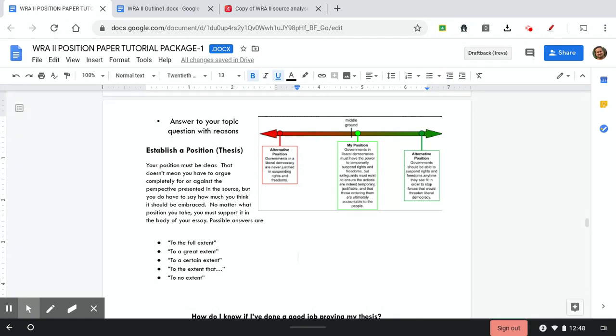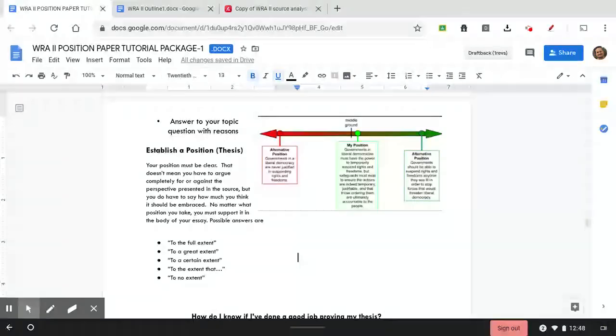This spectrum that's given here shows you what the different positions would look like. Now, this is more towards a social 30. But let's say you're in the green. So governments should be able to suspend rights and freedoms anytime they see fit in order to stop forces that would threaten liberal democracy. It doesn't matter if you understand what that's talking about, but it says to be able to suspend freedoms anytime. That's why it's on the one extreme. You go to the other side, it's saying that governments are never justified in suspending rights and freedoms. Never is what we would call an absolute. You need to be careful with using absolutes. In the middle, the individual takes a middle position.